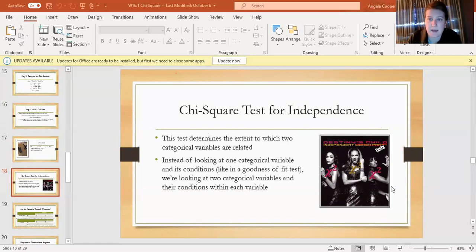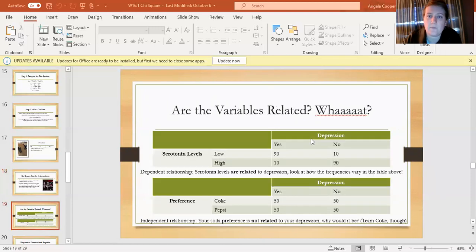So now we get into tests for independence, where we have 2 categorical variables. They can have as many conditions as they want, but the key is that instead of 1 categorical variable like we did for goodness of fit, tests for independence has 2 categorical variables. With this test, we're checking to see: are these categorical variables related, and to what extent are they related?